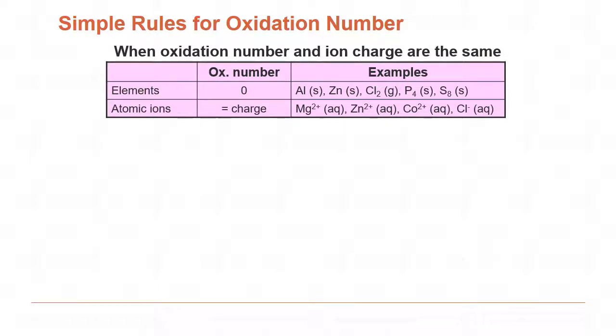Let's look then at oxidation number. That's the method that we're going to use to track when electron counts have changed and to determine how many electrons were lost or gained.